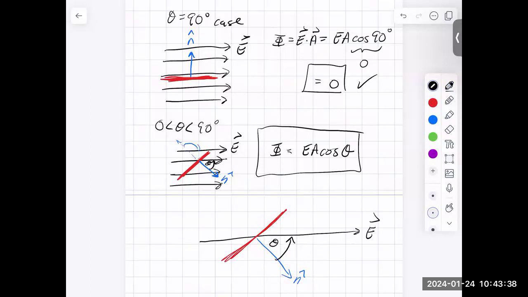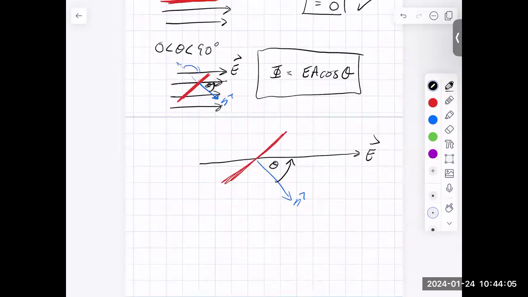So the only other thing I want to do today is think about what happens if your electric field is not uniform and your surface is not flat. Everything we've done so far is for uniform electric fields and flat surfaces. What happens if we relax those constraints? Like I just said, we're going to want to talk about closed surfaces like a sphere, and closed surfaces cannot be flat. So what are we going to do?